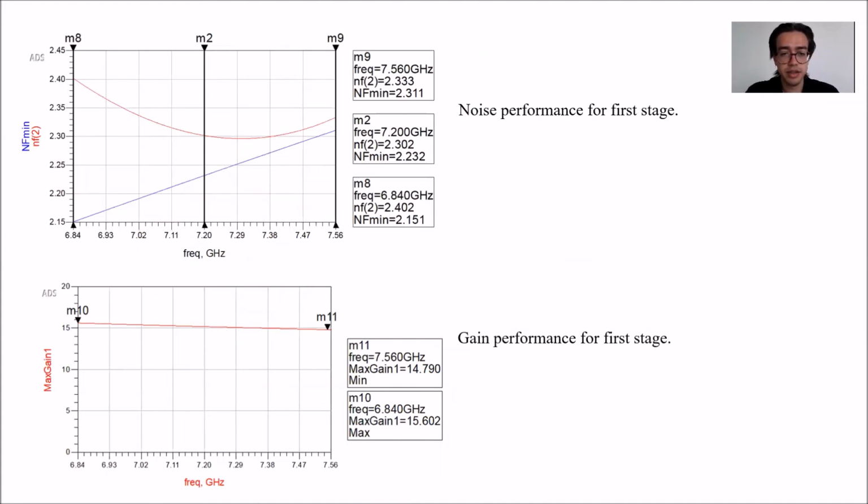The following figure suggests that our noise figure for the first stage is determined as 2.3 dB to 2.4 dB throughout the band. And for this stage, we expect the gain to be around 15 dB.